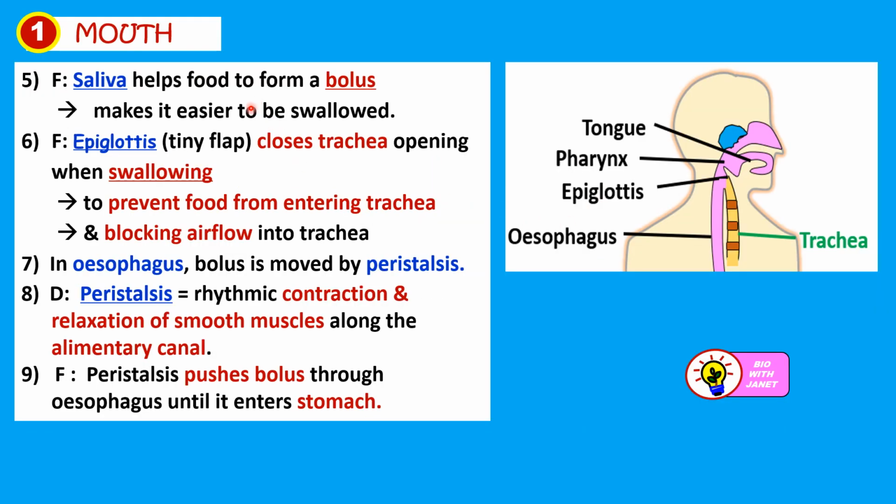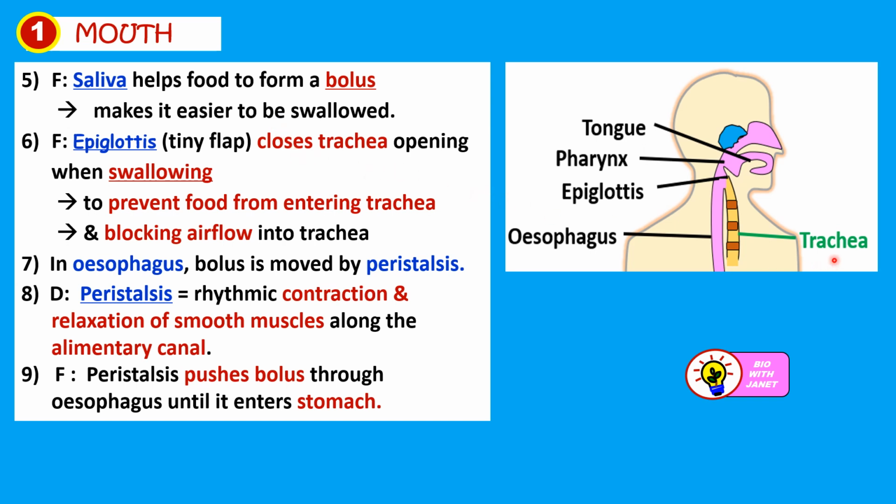Next, as you are chewing the food, the saliva will help the food to form a bolus. A bolus is like a tiny ball or tiny bit of food, a mass of food, right? Which has been chewed and mixed with saliva. And this makes it easier to be swallowed.